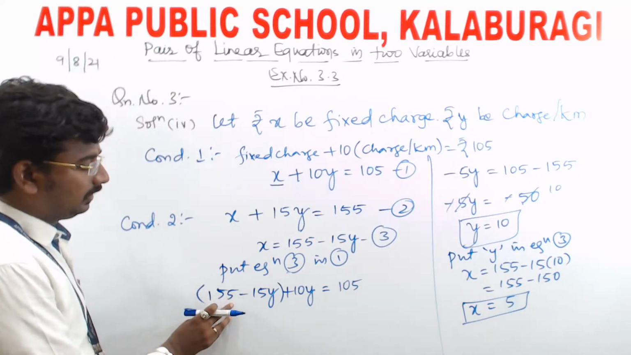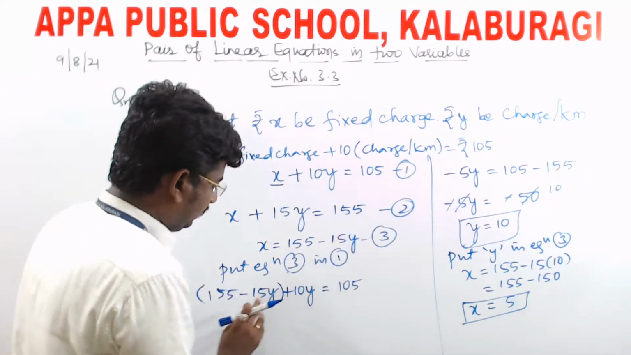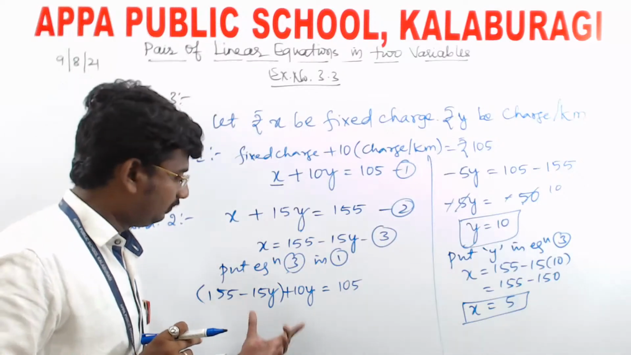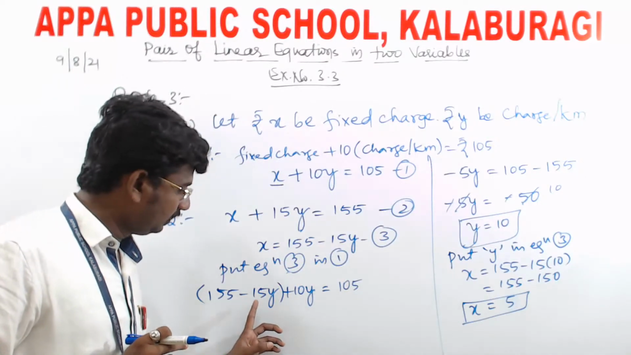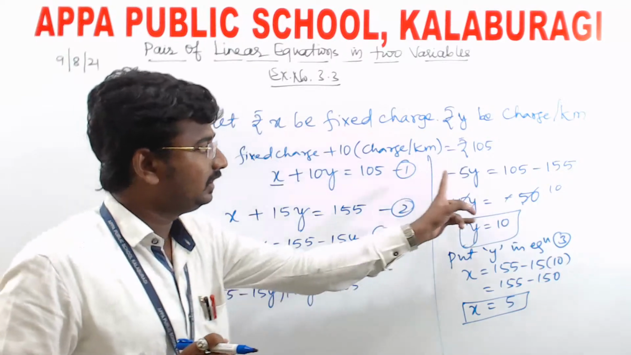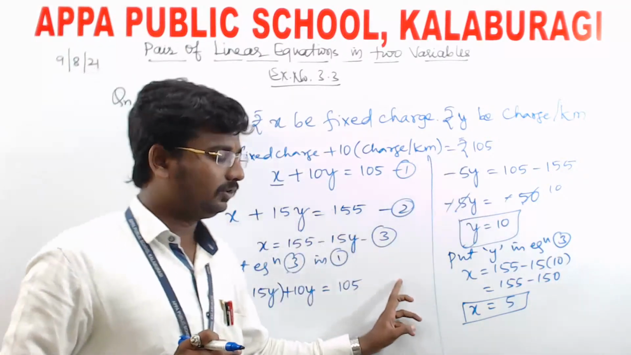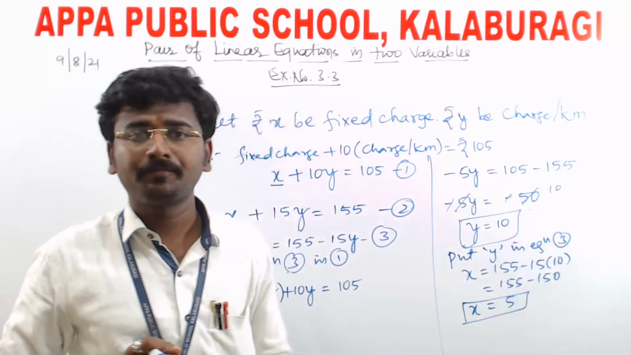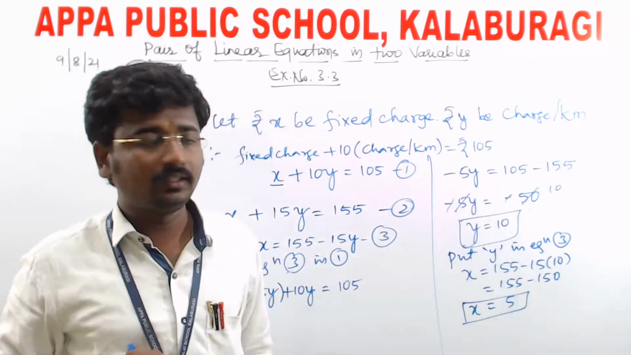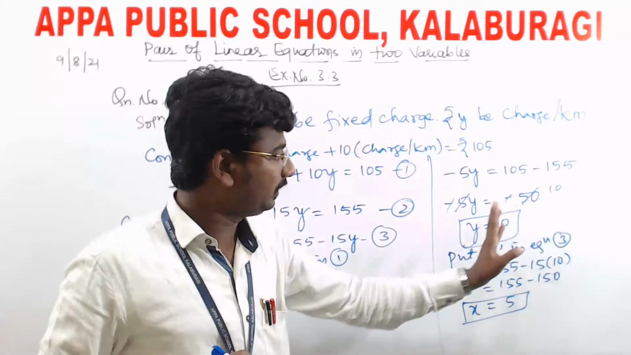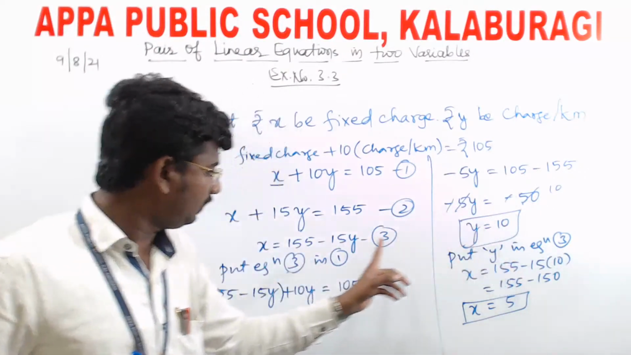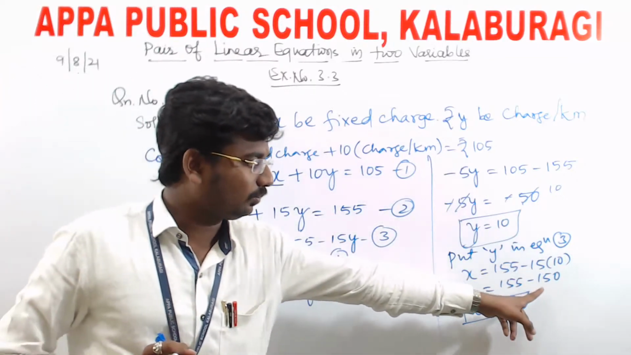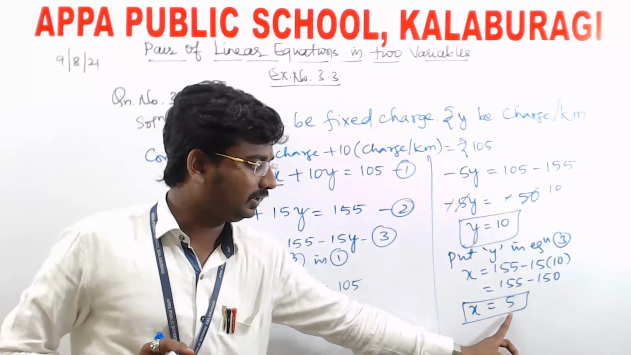Then next, see here, minus 15 plus 10. Subtraction when signs are different, integers concept. When signs are different, I have to subtract. So minus 15y plus 10y is minus 5y. 155 if it goes to the RHS, 105 minus 155 is minus 50. So minus minus get cancelled. 5 ones are 5, 5 tens are 50, value of y is 10. The same y value I will substitute in equation 3 because I can get directly the x value. 15 tens are 150, 155 minus 150 is 5.